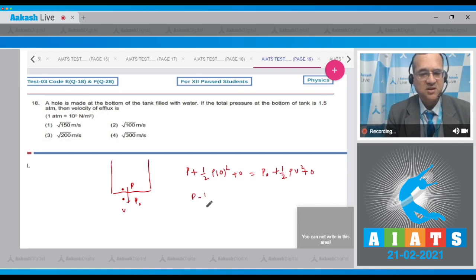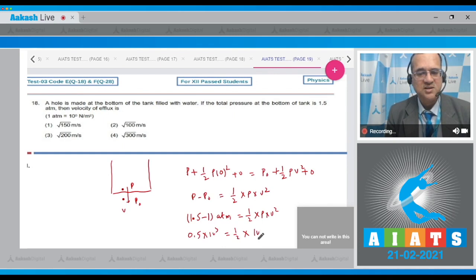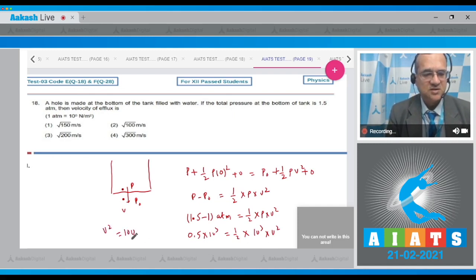So now P minus P naught, the pressure difference, is equal to half of rho into V square. Now it's water coming out, and P is 1.5 atmospheric and P naught is 1 atmospheric, and that should be equal to 1 by 2 into rho into V square. Let's fill the value. So 0.5 atmospheric, 0.5 into 10 to the power 5, is equal to 1 by 2, into the density 10 to the power 3, into V square. Now 2 goes to this side, so V square comes to be 100. Therefore V should be equal to root of 100 meter per second. So the answer to this question is the second option.